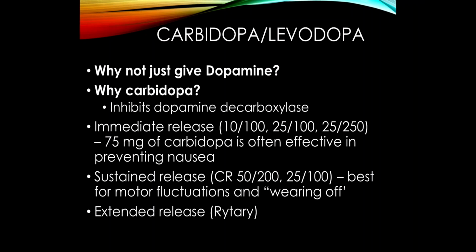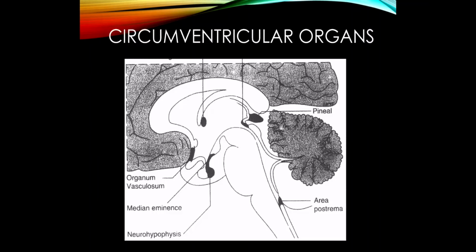And a really good development here a few years ago is a so-called extended release form, which is known as Rytary. It's carbidopa, levodopa, but in that capsule are little beads of carbidopa, levodopa that are all released at different times. Some are released immediately, then others later, and then some much later. And so that's really been helpful for a number of my patients in kind of leveling off their function. They don't fluctuate so much.